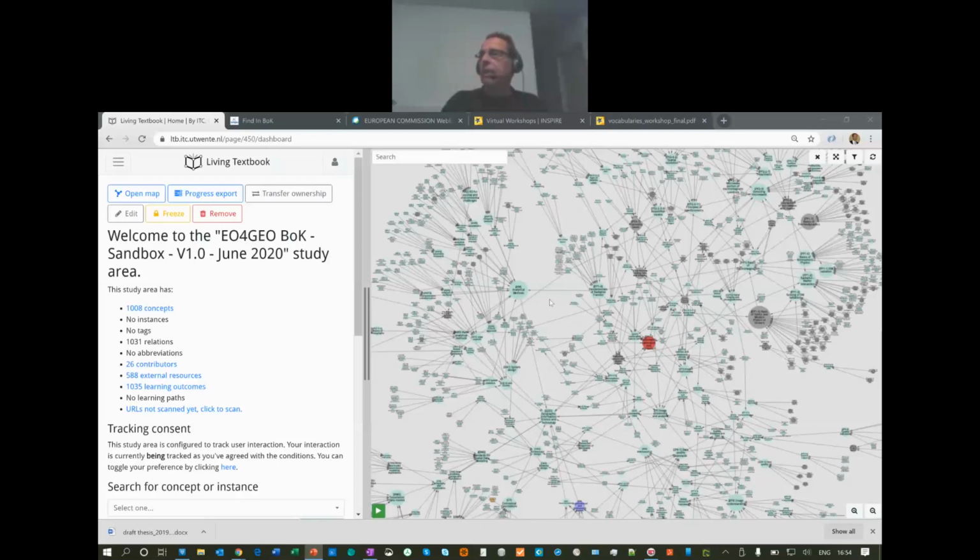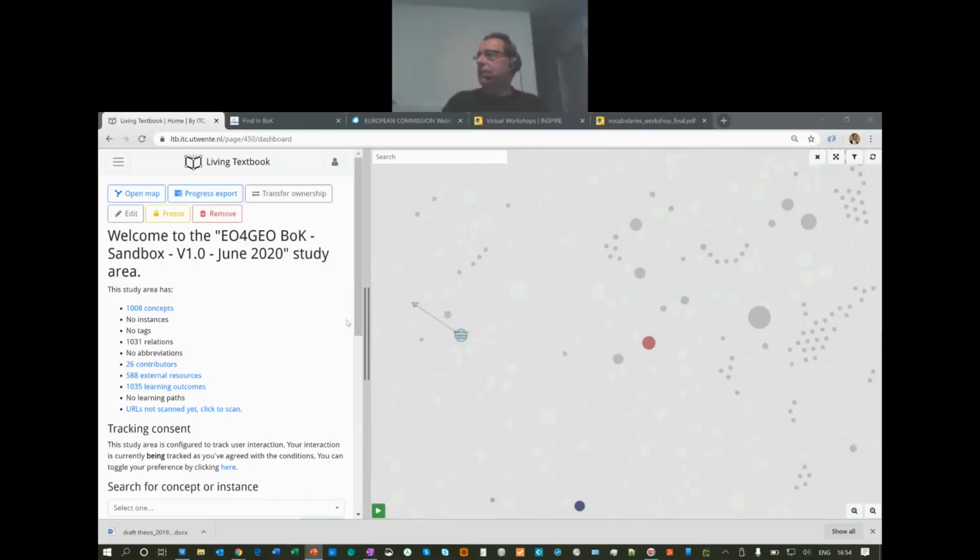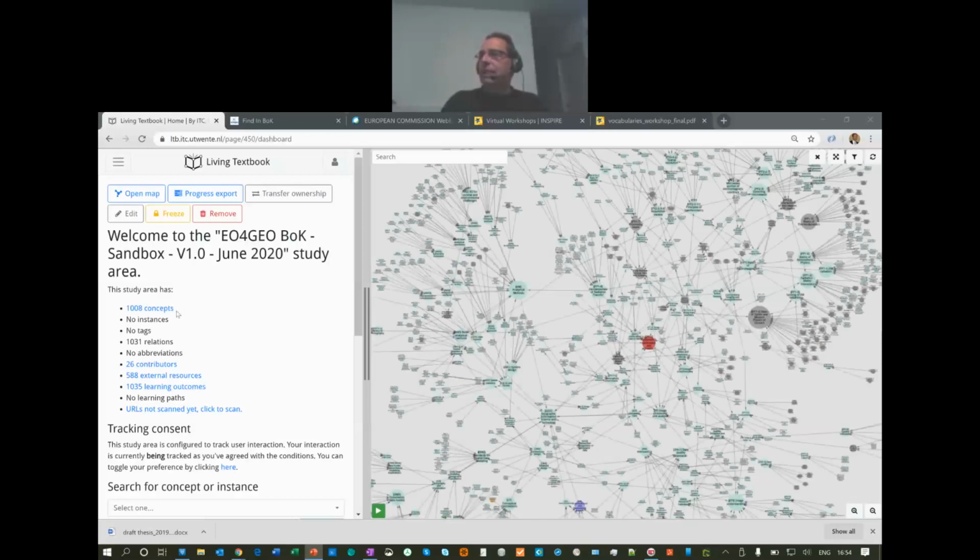This is an example. We have, for example, the sensor web enablement, which is linked to sensors, of course. It's linked to web technology, where you already see that we are on the edge of our own domain. But also this concept has sub-concepts like sensor observation service and sensor planning service, which then again are linked to other concepts and so on.